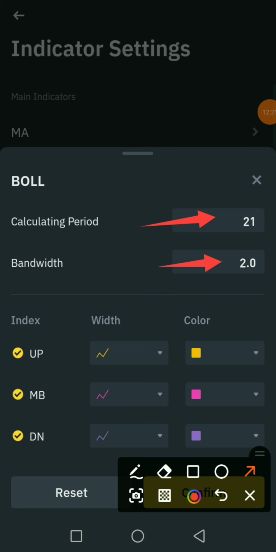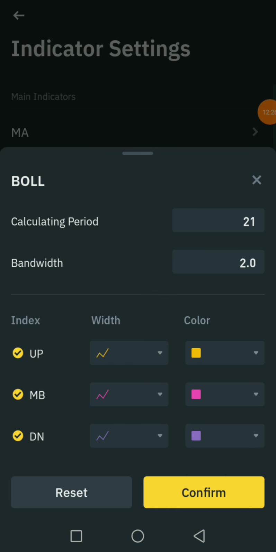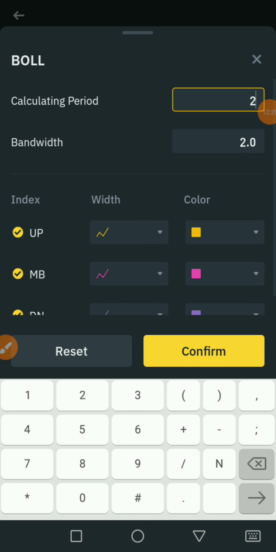The first one is the calculating period. All right, you just have to change it to 20. And the second one, which is the bandwidth, we also call it the standard deviation. So you just leave it at 2.